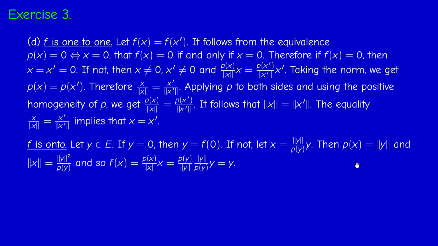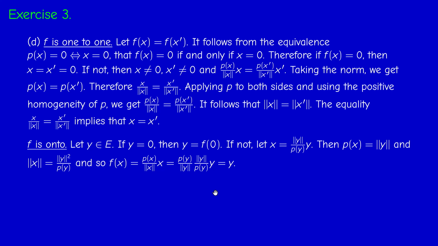How do you know that? Now if we apply P and use homogeneity of P, this is a constant. So we get norm of y over P of y times P of y. We simplify, we get norm of y. And now if we take the norm in this equation, we get norm of x is equal to norm of this guy, which is norm of y squared over P of y. And therefore, f of x, by definition, is P of x over its norm times x. I replace everything by its value. P of x is the norm of y, and the norm of x is norm of y squared over P of y.